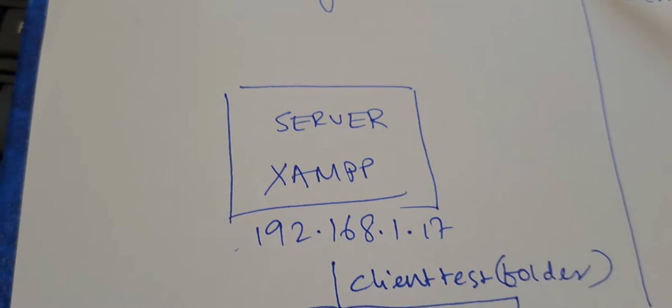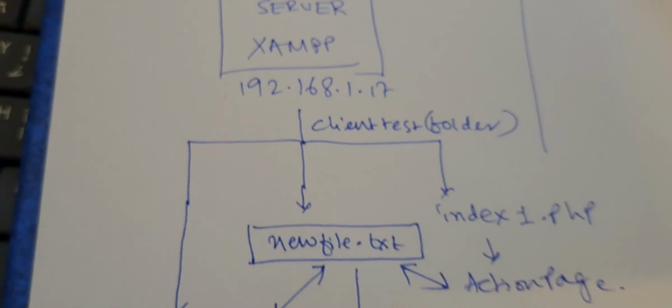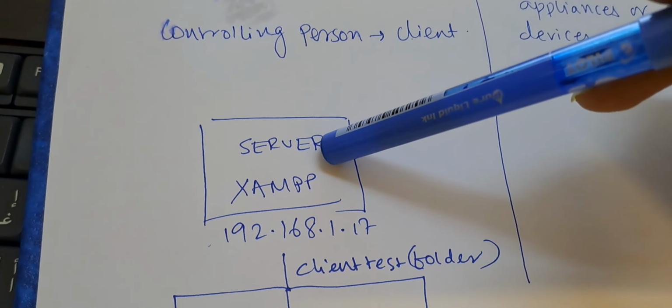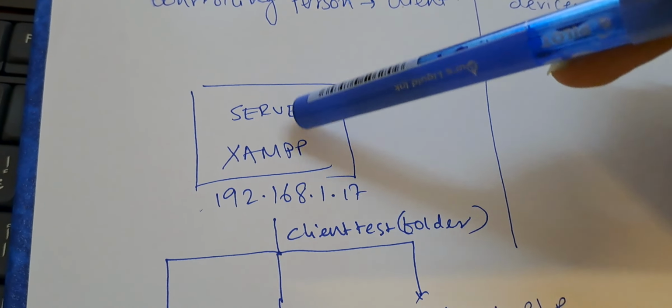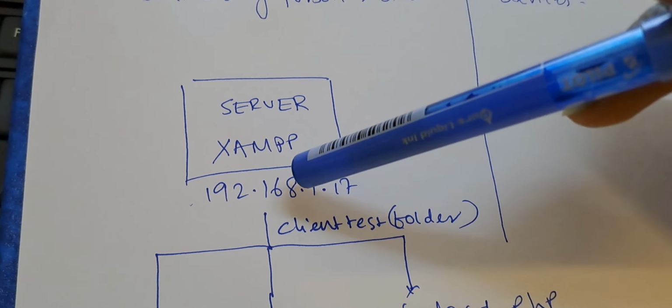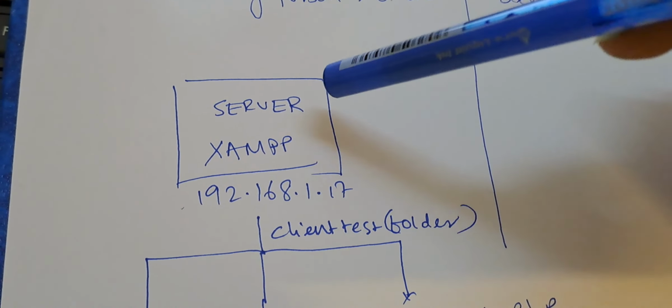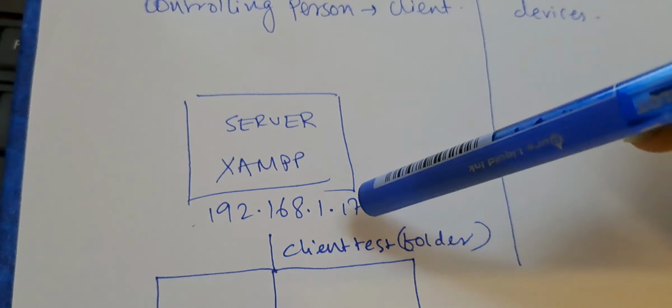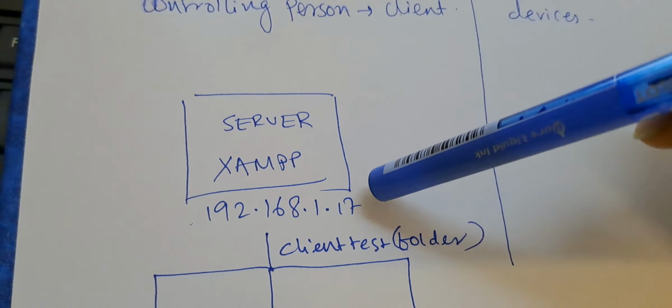Now the working model of the project is like this. I am using a XAMPP server for the project. The XAMPP server IP address is 192.168.1.17. This is a home server currently. I am not using it on a real server. This server is a home server, a localhost server.